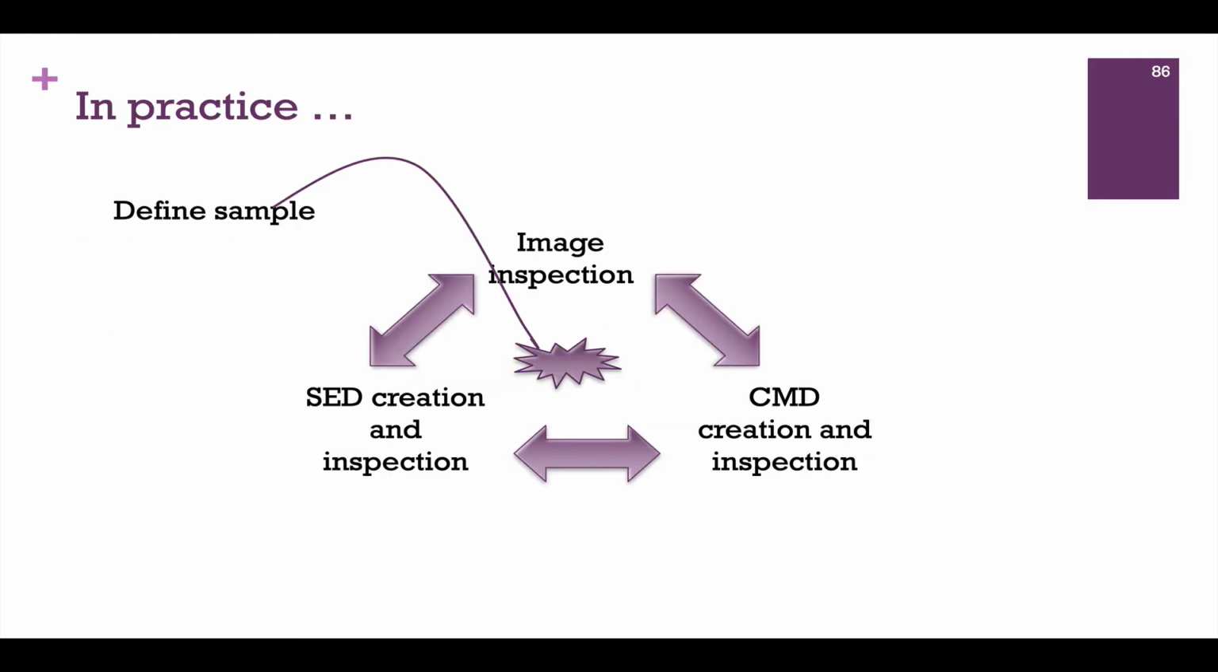So in practice, it's not a linear process. In practice, it's going to be really circular. It's not going to be at all linear because we're going to define what we think the nebular stream should be. We're going to do image inspection, SED creation, CMD creation, and we're going to do all these things together. And then we may decide we want a different sample, and so we'll have to do it all again.